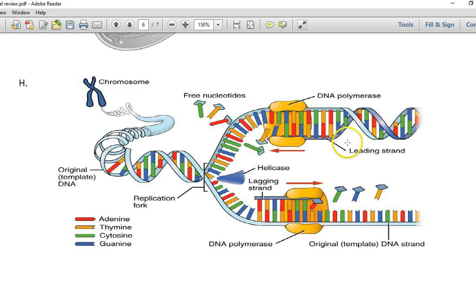And if you'll remember, DNA is replicated on one side in a continuous direction because the strands face opposite directions. So one side, called the leading strand, is synthesized continuously. So the DNA polymerase attaches on and just continues adding nucleotides.